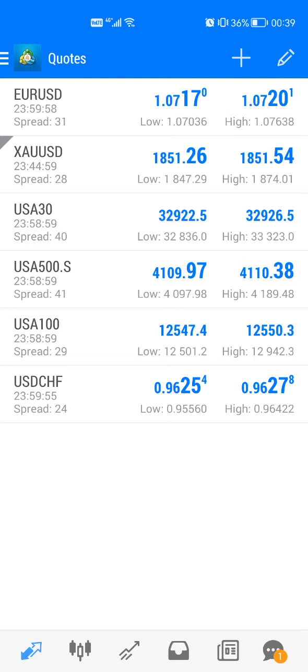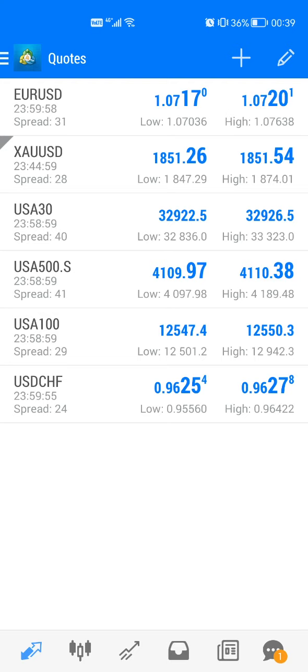And then let's go into currencies. We will start with USD CHF. Looking at USD CHF, USD itself means dollar. The dollar is against the Swiss franc, which is CHF. The dollar is our base currency, and CHF is our code currency.